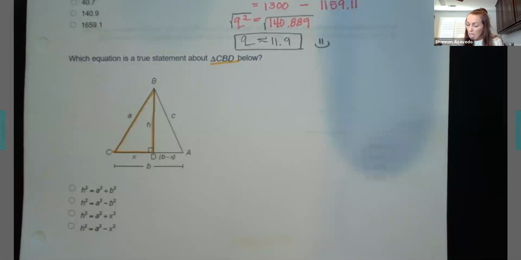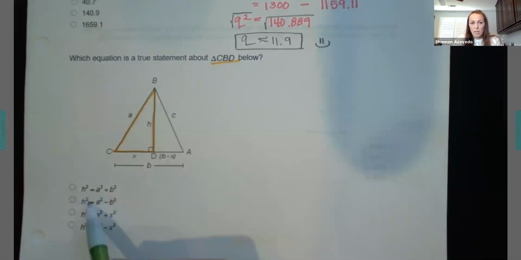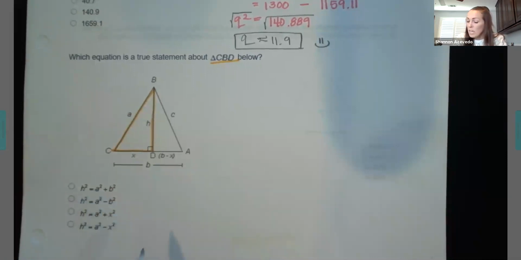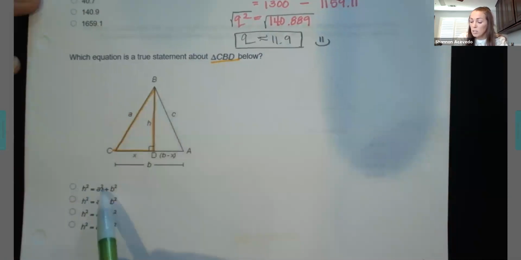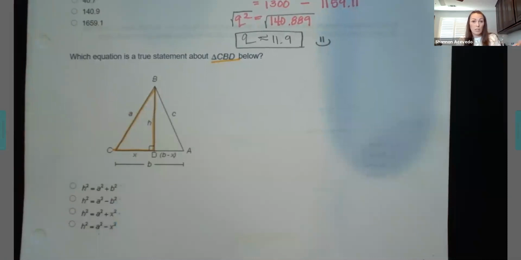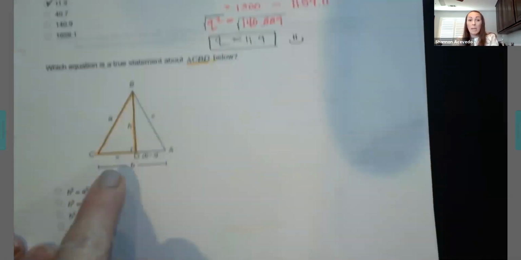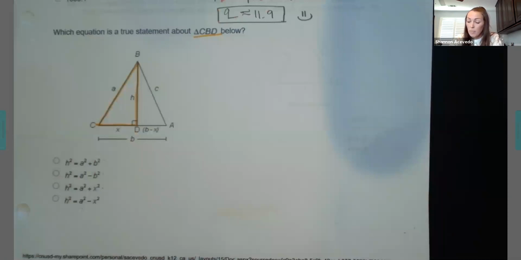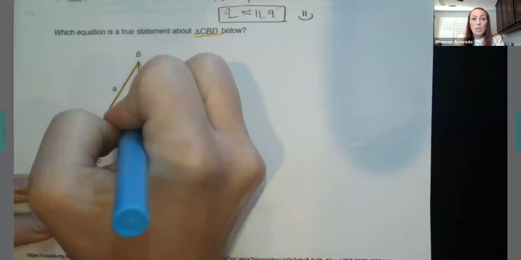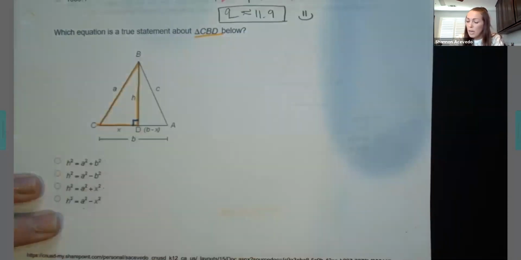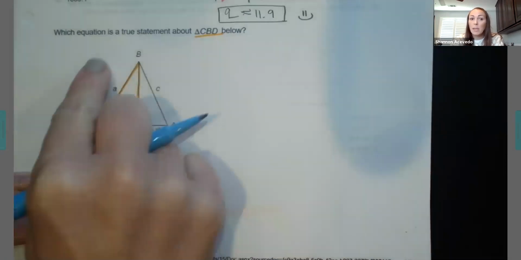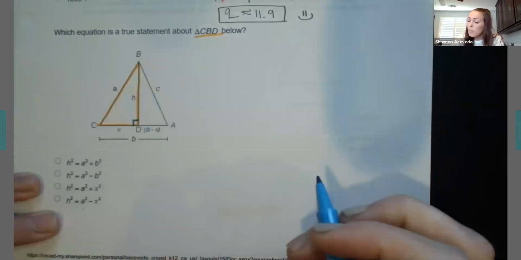And each one of these has to do with my h squared. Well, h squared is equal to, they're all something squared here. What does that remind you of? Hopefully you guys are thinking Pythagorean theorem. So you guys are like, wait, hey, I thought we weren't using Pythagorean theorem. I can't use Pythagorean theorem. Well, we can here because this is a right triangle.